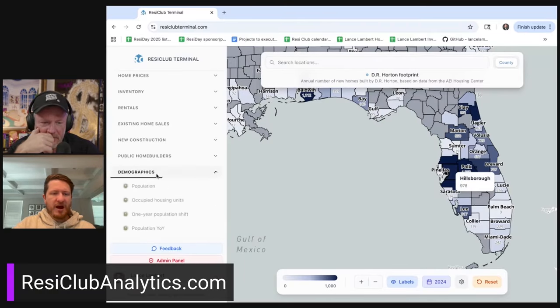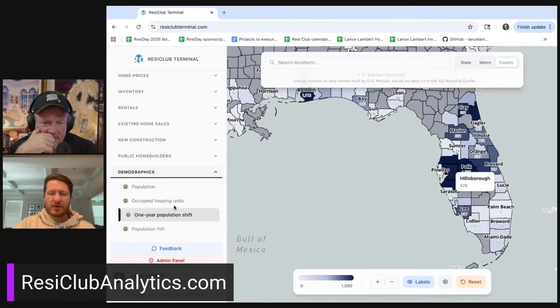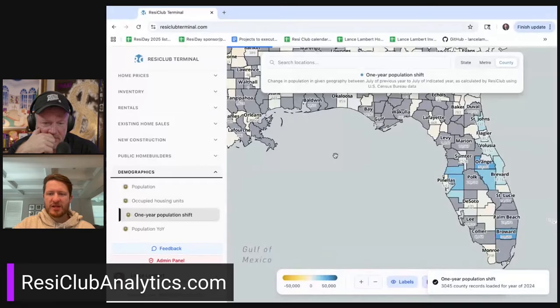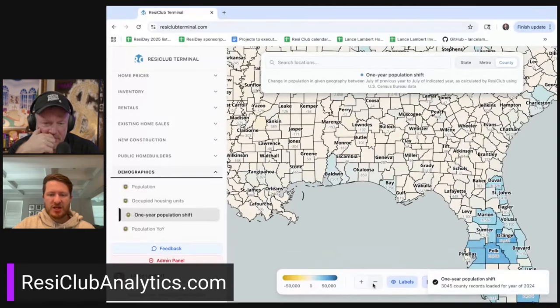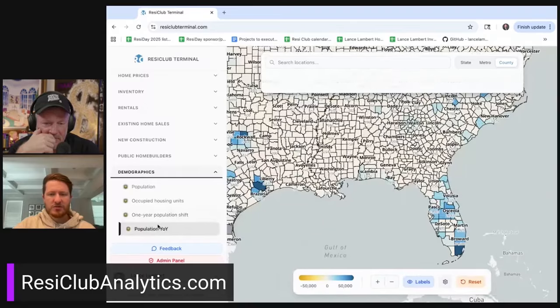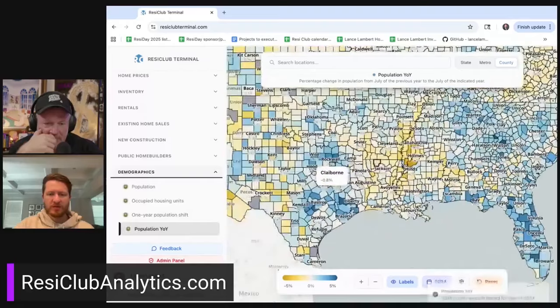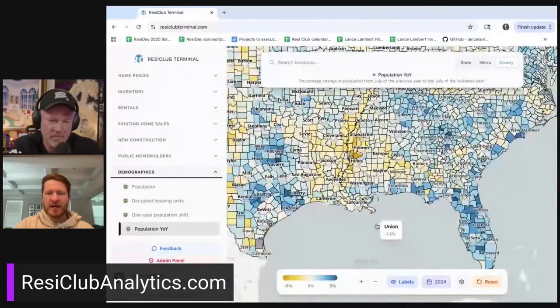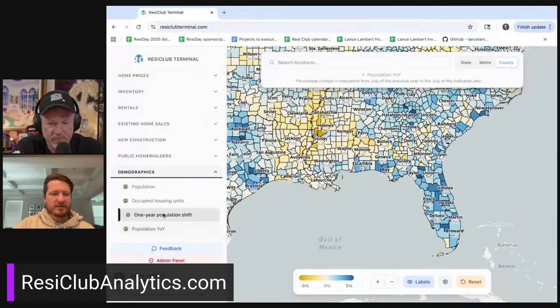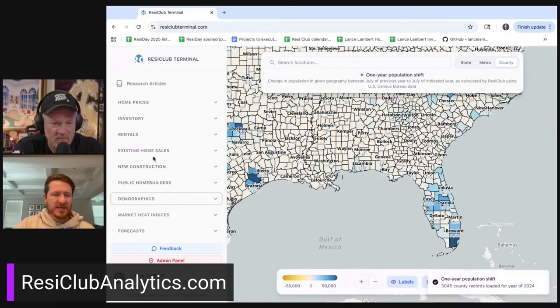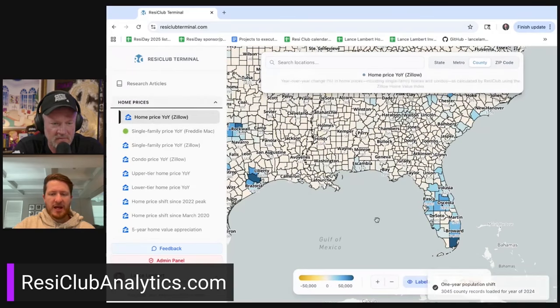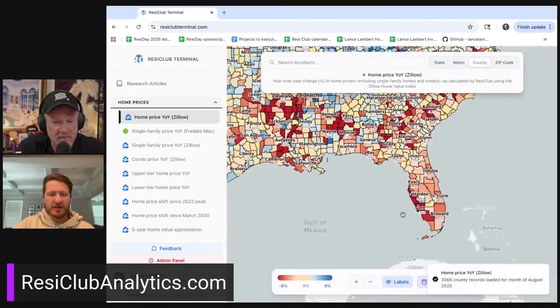And demographics, like you want to see what are the markets that actually have the most population change. This is total, so let's do year over year. Like you want to find the growth markets. Where are the markets in the country that are growing? Wow. And another fun thing about this is you can go up and you can go back to prior years.